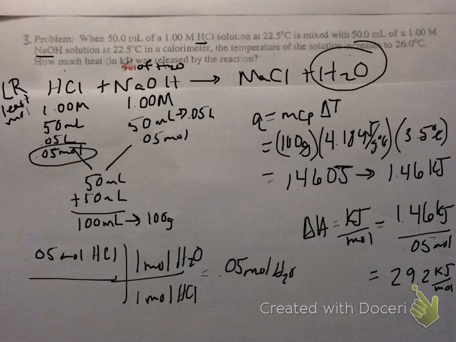All I have to do now is decide whether this is an endothermic reaction or an exothermic reaction. Well, the temperature went from 22.5 to 26, so the temperature went up. That means it is releasing heat, so we have to make that negative to make it exothermic. And that's how you do a problem like number 3 on the specific heat worksheet.